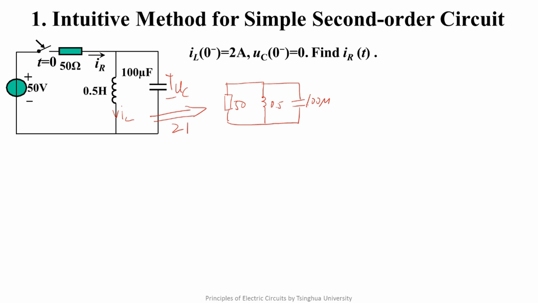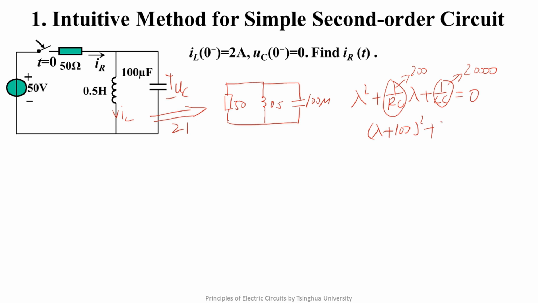Look, this is the RLC parallel circuit. We have discussed it in the last lecture. The characteristic equation of the RLC parallel circuit is like this: lambda squared plus 1 over RC times lambda plus 1 over LC equals 0. Substituting the values of R, L, and C, we know that it is lambda squared plus 200 lambda plus 20,000 equals 0. With a simple method, we know that it can be written in this form.